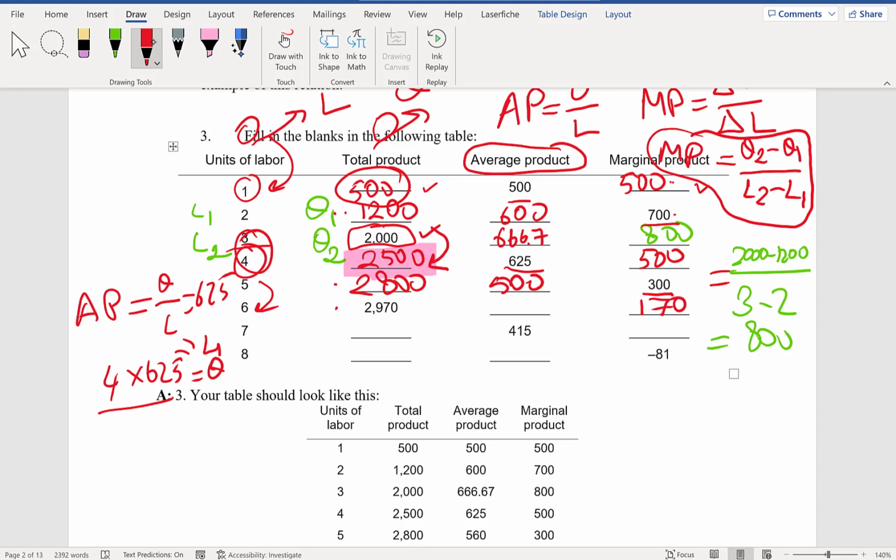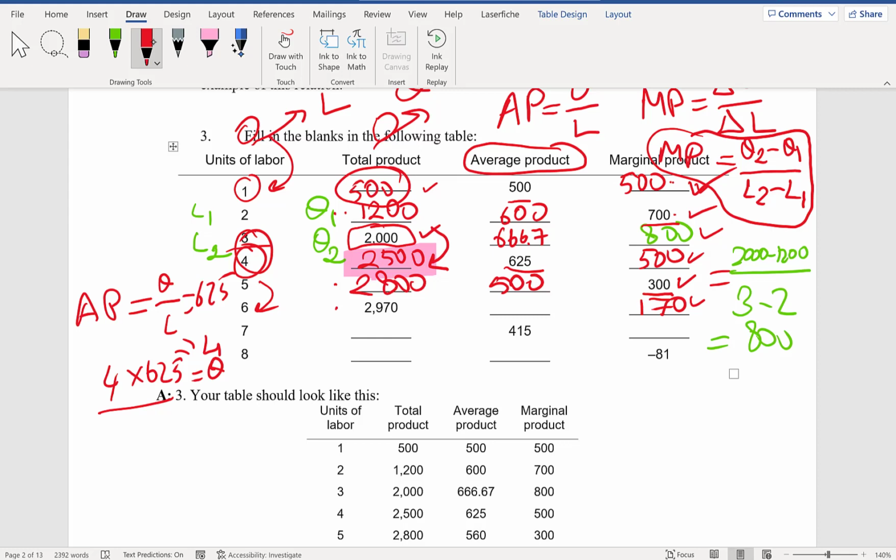So in English, the 1st worker produced 500 units. The 2nd worker added 700. The 3rd worker added 800. The 4th worker added 500. The 5th worker added 300 and the 6th worker added 170. Does this mean the 6th worker is lazy? No, they are identical people, clones of each other. However, in the short run, it's getting too crowded and capital is fixed. You're adding more and more workers. It's just getting really hard to keep increasing production at the previous rates.